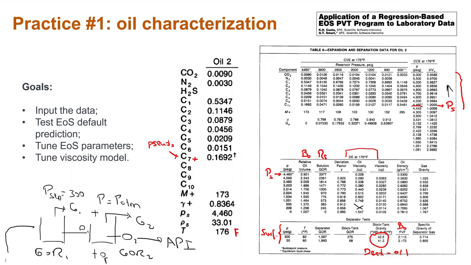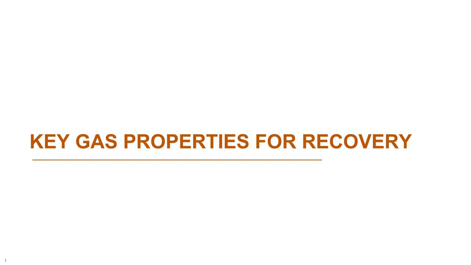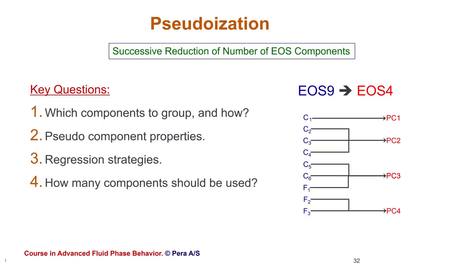We solved this exercise last class, and the idea today is to move to gas properties, because our main goal in this training course is to discuss gas mixtures, hydrocarbon gas mixtures, or gas mixtures of hydrogen and CO2 and other gases, but the strategy is the same. Regardless of the composition of the gas, we can follow the same steps to calibrate our model. So I just need to discuss a little bit about pseudoization. Okay, pseudoization is the reduction of the number of EOS components.